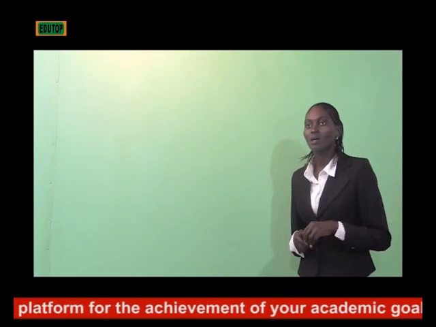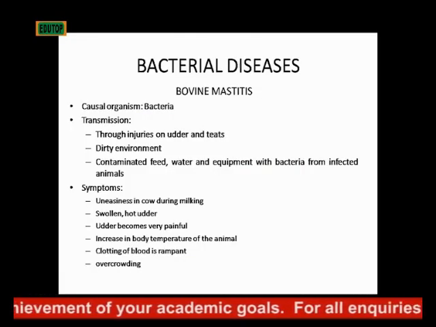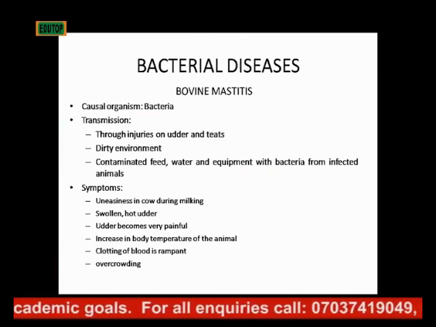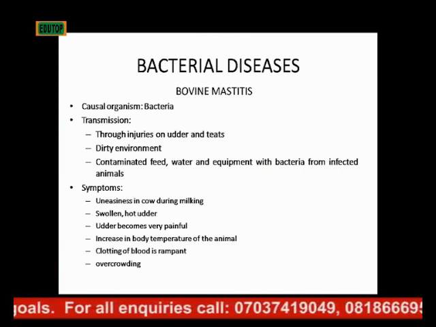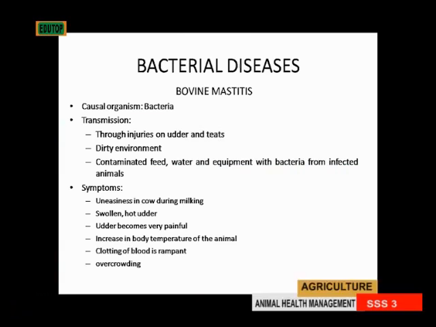The next bacterial disease is bovine mastitis, caused by bacteria, and transmission is through injuries on the udder and teats, that is, on the mammary gland. When you observe injuries on the udder and teats, that's a way to get infected. Then dirty environment. Cleanliness is very essential when you are dealing with these animals.